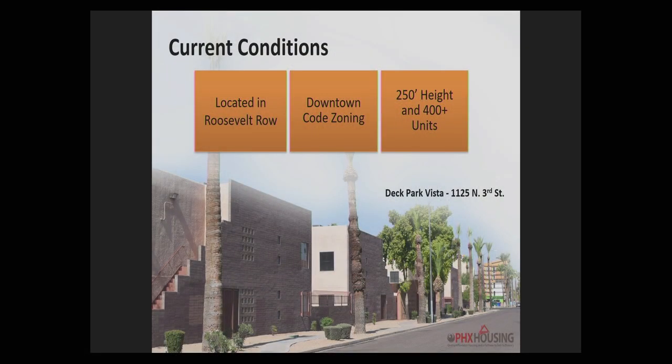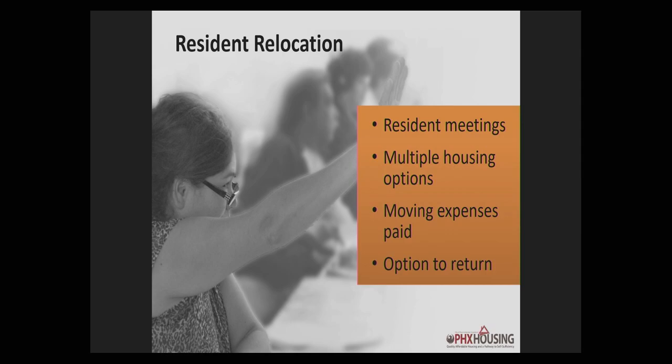As I said, the conditions are pretty perfect for redevelopment of this property at this time. It's located in the highly desirable and nationally recognized Roosevelt Row Arts District. It has downtown code zoning. It has entitlement with that downtown code zoning to up to 250 feet in height and 400 plus units. Again, we have 56 units there, and we have entitlement for 400 units. So we think we have an amazing opportunity here.